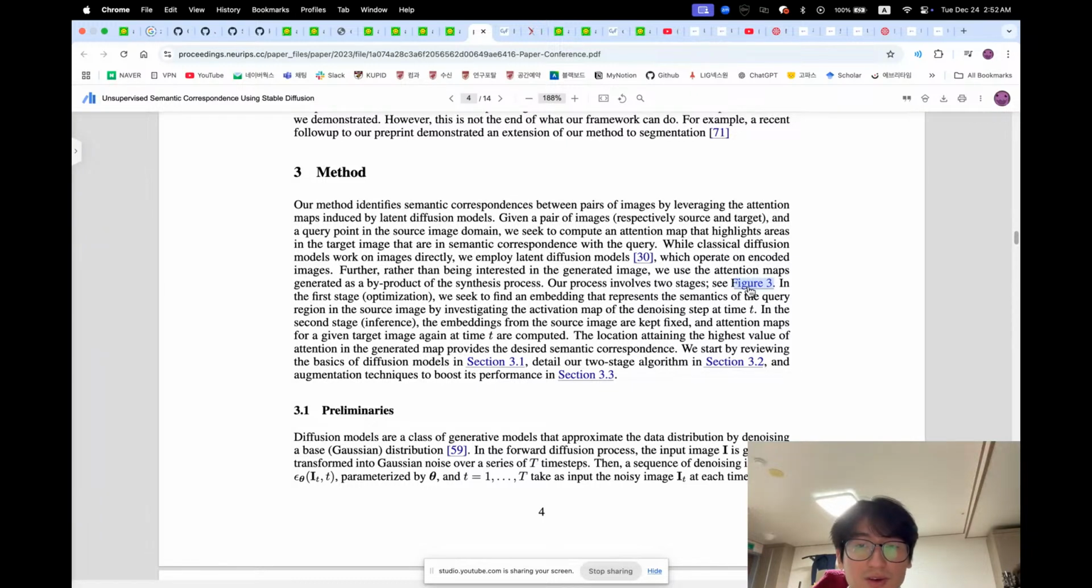This is present in two stages. In figure 3, the first optimization is to find an embedding that represents the query. In the second stage, the embeddings from the source image are kept fixed and attention maps are computed. The location attaining the highest value of attention gives the network correspondence. We start by reviewing the basics.